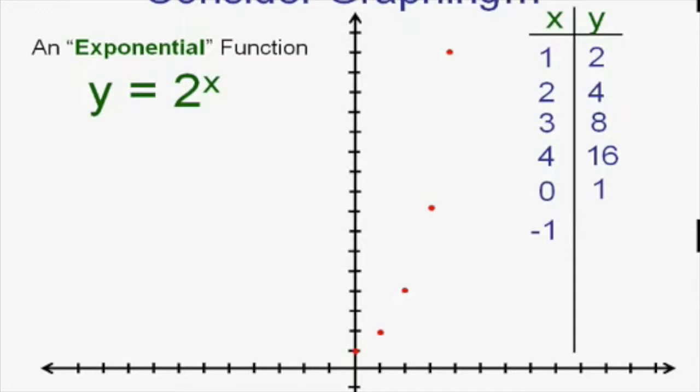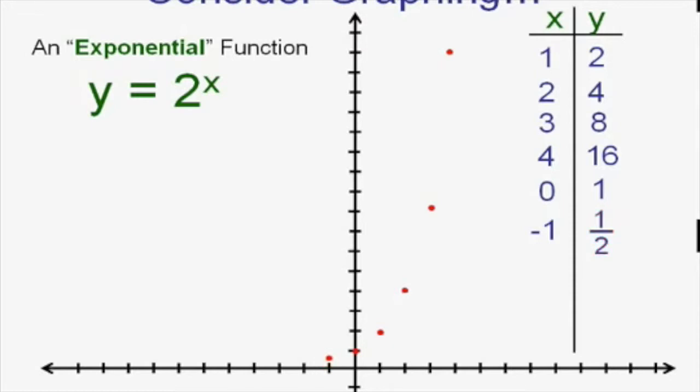What if we put in negatives? 2 to the minus 1 power. But remember, that's not a negative number. 2 to the minus 1 power is the reciprocal. That's what the negative does. So it's 1 over 2 to the 1st, or 1/2. So let's look at the point back 1, or negative 1, and up a half.